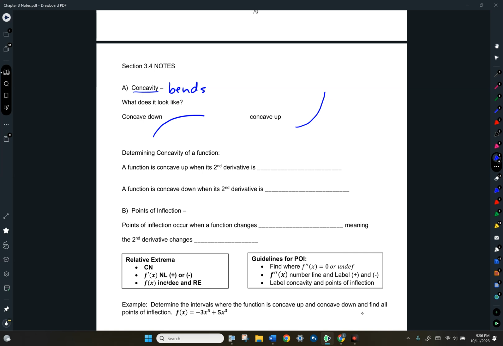So in order to determine the concavity of a function, it always comes from the second derivative. Increasing and decreasing come from the first derivative, but concave up or down comes from the second derivative. A function is concave up when its second derivative is positive, and a function is concave down when its second derivative is negative.